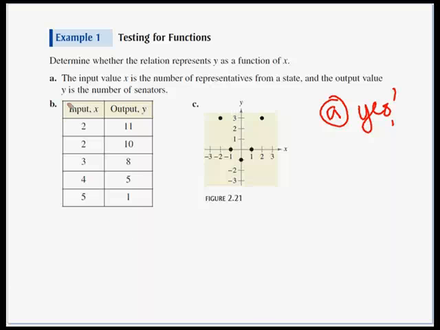Here in part B, we have a table, inputs and outputs. An easy way to check this is just scan all your inputs. Look for repeaters. Here I see a repeater right away. We have a 2 and another 2. Now, if these are paired up with the same output value, that's fine. It's just a double. But here, this 2 is paired up with 11. This 2 is paired up with 10. Right there, that is an automatic disqualifier, not a function.